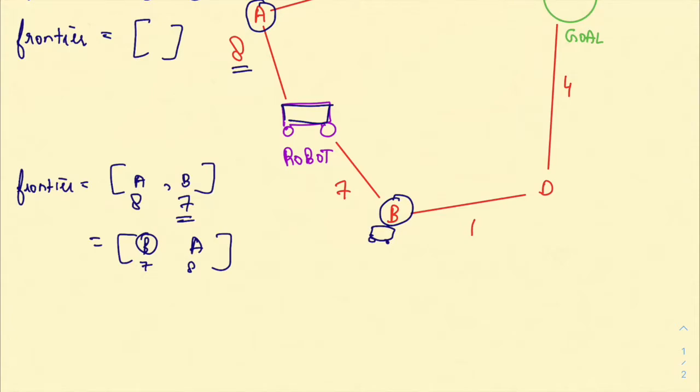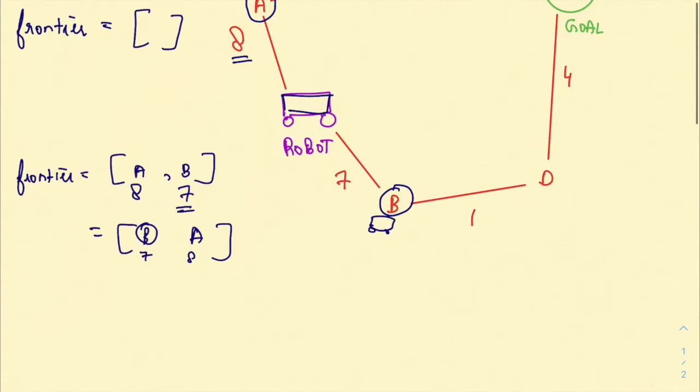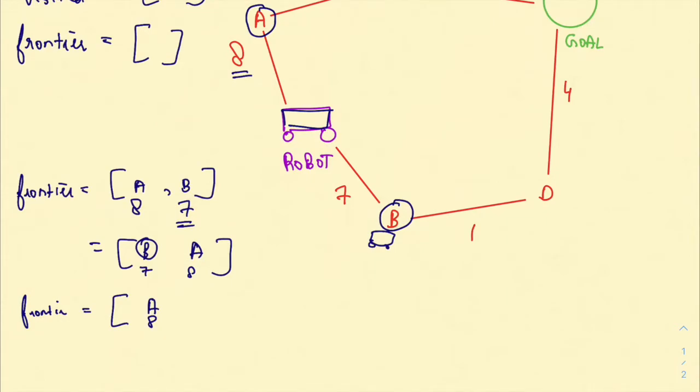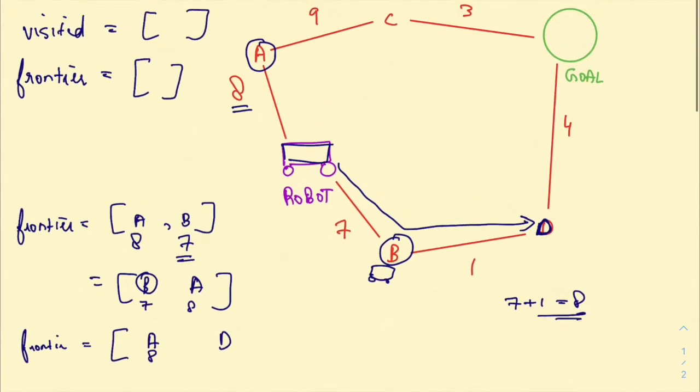So when it chooses B for expansion, B's children are added to the frontier. So now the frontier will have A8 and B's child, that is D. The important thing is the cost of D would be the distance the robot has to travel to reach D, and that is here 7 plus 1 is equal to 8. Now D has 8 cost. And since B has been fully explored, which in AI terms means that we have added its children to the frontier, we add B to the visited list.